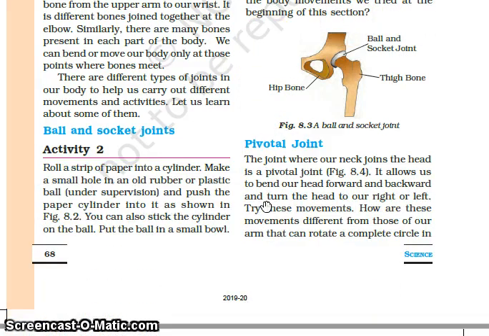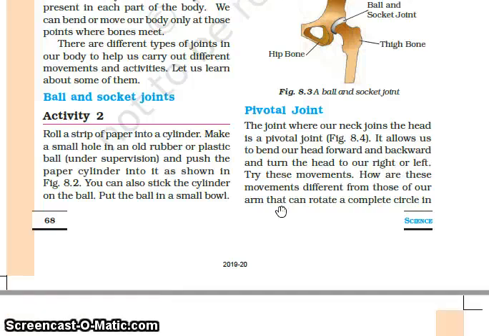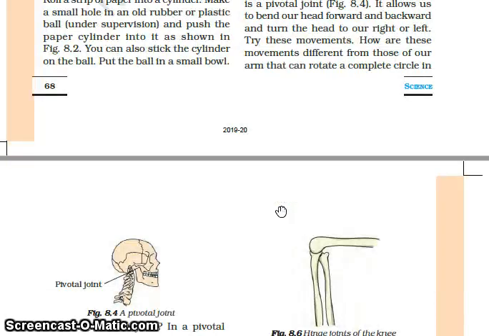Now the second joint is the pivotal joint. So what is a pivotal joint? The joint where our neck joins the head is a pivotal joint. It allows us to bend our head forward and backward and turn the head to our right or left. So try to move your neck. You can move it from left to right, and you can move it forward and backward also. This is because of the pivotal joint in our neck.